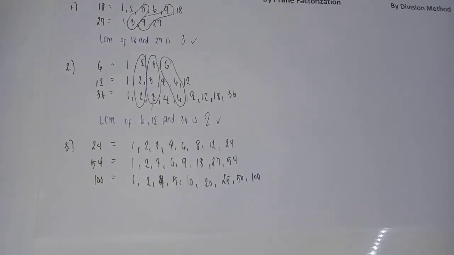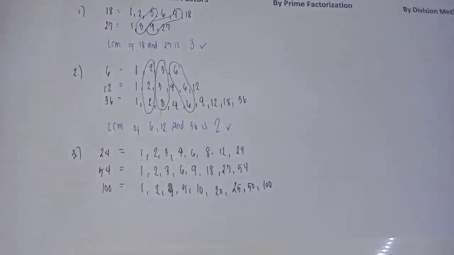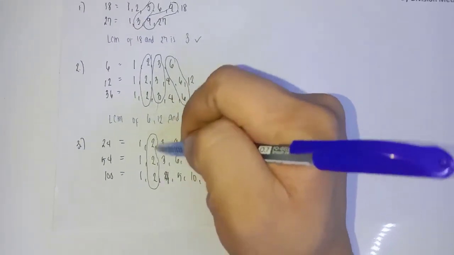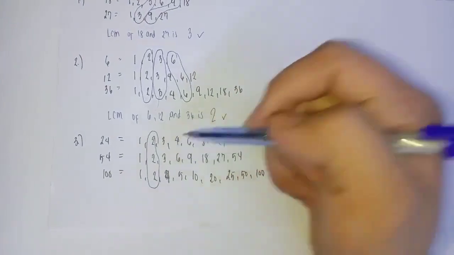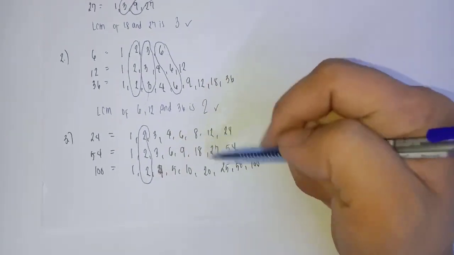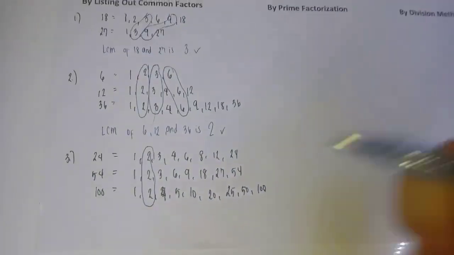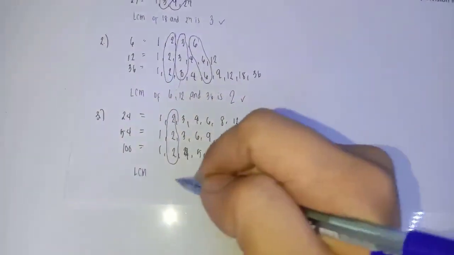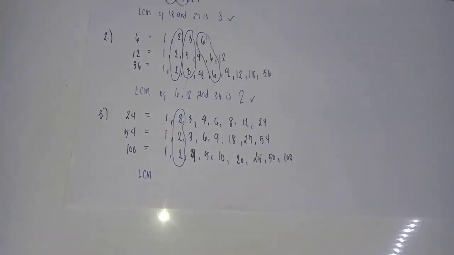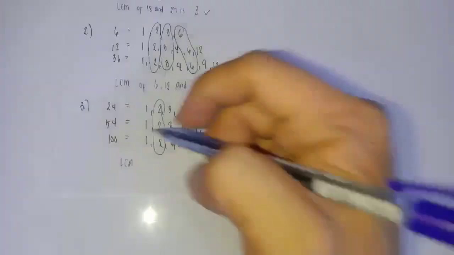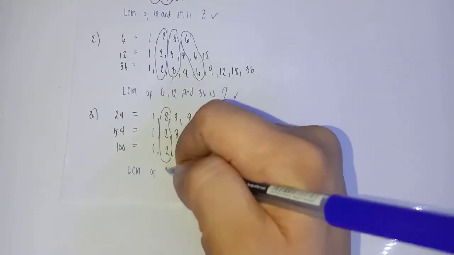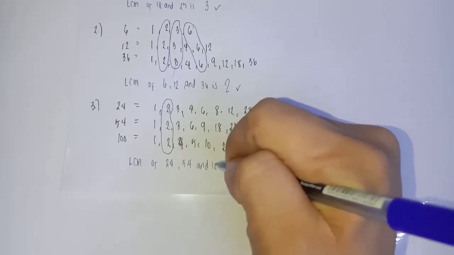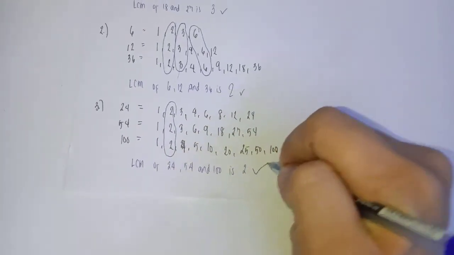Now, kukunin natin yung mga common factors ng 24, 54, and 100 except 1. 2, 3 is not common, 4 is not common, 6 hindi, then 8, 12, 24. So the only common factor na meron tayo is 2. Alam natin that 2 is also the GCF of 24, 54, and 100. And also its LCM. So LCM of 24, 54, and 100 is also 2.